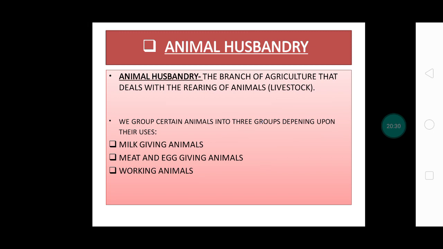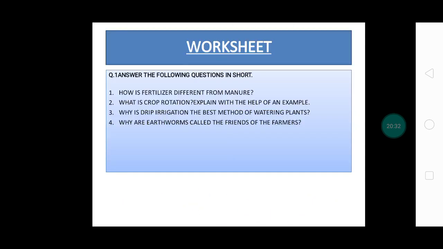Okay. Now at last you will need to solve this worksheet. The first question is: how is fertilizer different from manure? In the second slide I described the difference between manure and fertilizer. You just need to write that. Next: what does crop rotation mean? Explain with the help of an example. It is given in your textbook. Just go through the textbook and you will come to know what you need to write there.